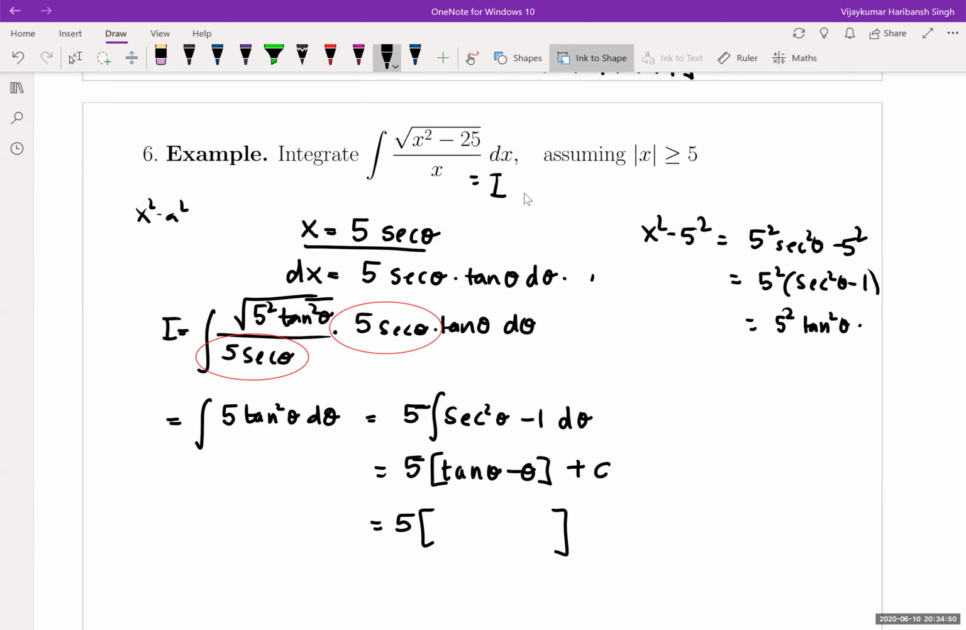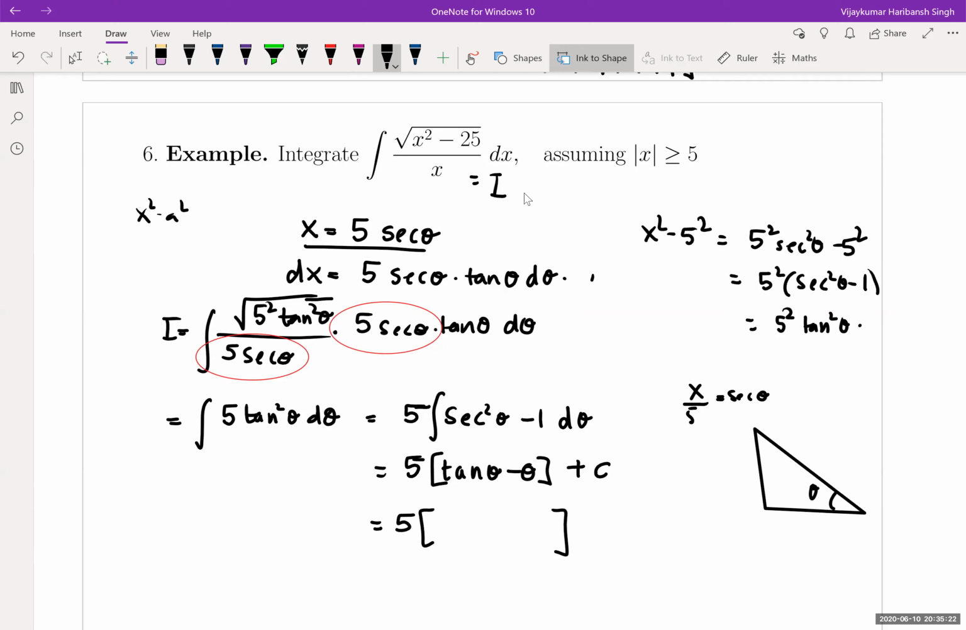We need to convert secant theta. x is 5 secant theta. From there, I need tan theta. Again, we can either do this algebraically or draw a triangle, right? So let's just look at this. I'll draw the triangle. So if my secant theta is what? I have theta here. x by 5 is secant theta, right? So I get x by 5 equals secant theta.